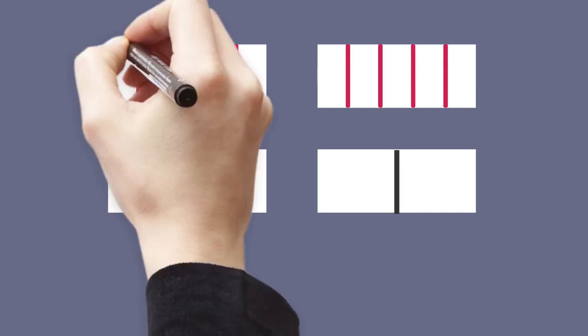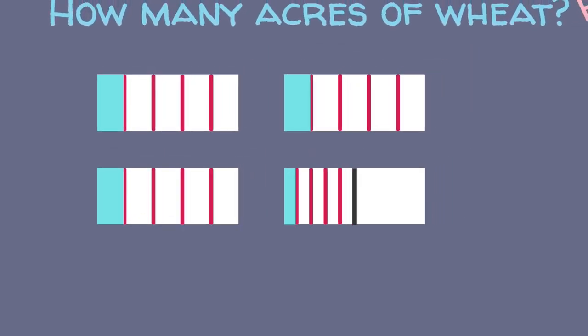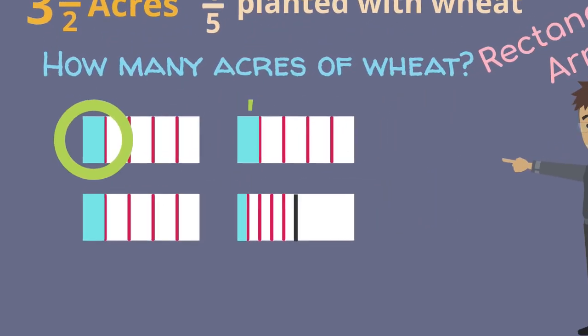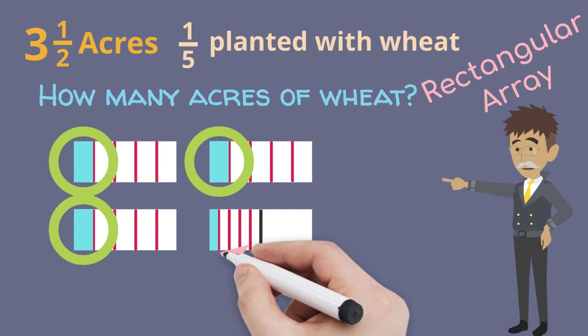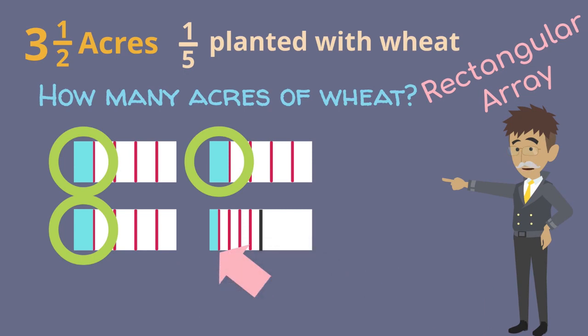Now, divide each of the 3 rectangles into fifths. Shade 1/5 in each rectangle to represent the part planted with wheat. With the rectangle that represents 1/2, divide it into 5 equal parts. Shade in one of the fifths to represent the part of the half-acre planted with wheat. Then count the result. 3 pieces are of size 1/5, and 1 piece that is 1/5 of a half.